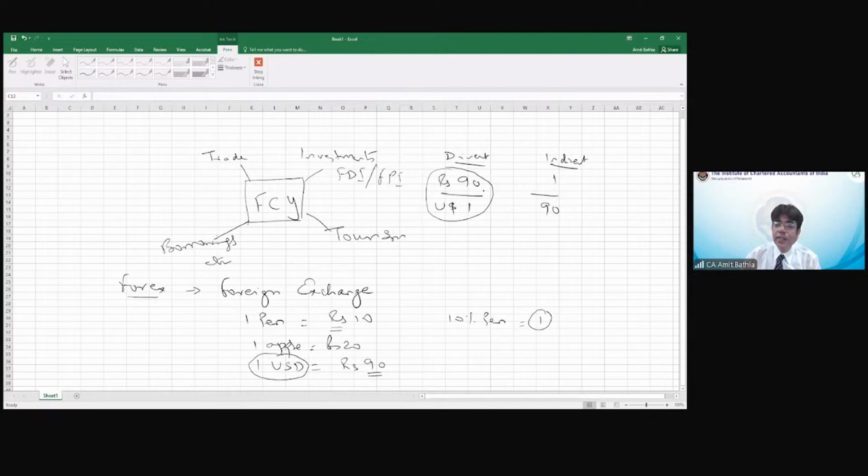So generally, how do you express that quote? Direct quote is always where you are expressing this currency, which is called base currency, right? This is a direct quote. So the one which is in the denominator is known as base currency, and the one which is in the numerator is called your pricing currency, right? It can also be called the reference currency. Similarly, your denominator can be called base currency. It can also be known as a quoted currency, right?